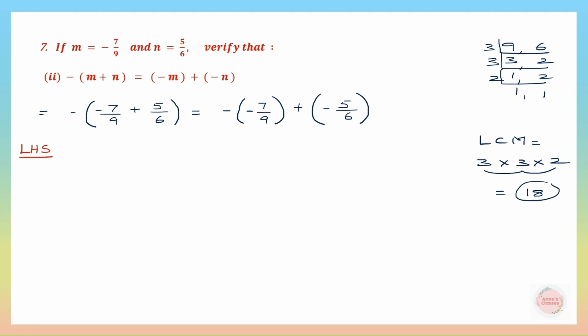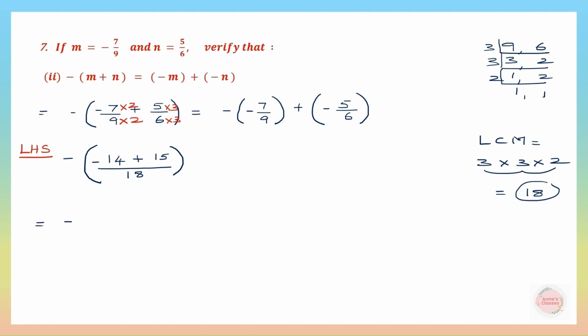So let's work that out. The minus remains there outside the brackets. Here we have 18 and let's see the new numerators that we are going to get. Take the first rational number, minus 7 by 9. 9 into 2 is 18, so multiply 7 also by 2. 7 2s are 14. So that is minus 14 plus. Now here we have 6, isn't it? 6 3s are 18, so multiply 5 also by 3. 5 3s are 15.